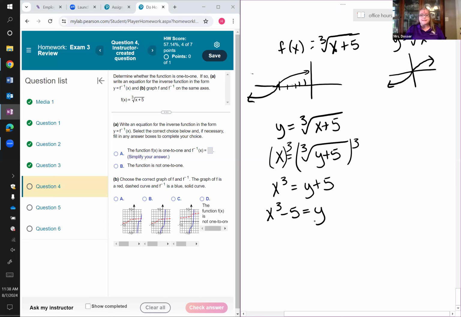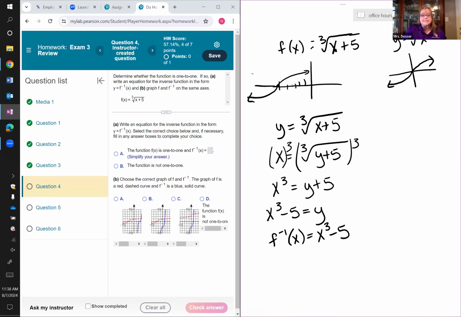Now that we've got the y by itself, and we know it is a function because that's what it means for the graph to be one-to-one, it means that its inverse is a function also, then we can use the inverse function notation, and we can rewrite that as f inverse of x instead of y. So f inverse of x is equal to x cubed minus 5. So there's the equation for the inverse function. That should answer part A.